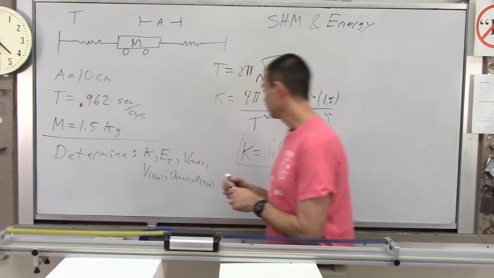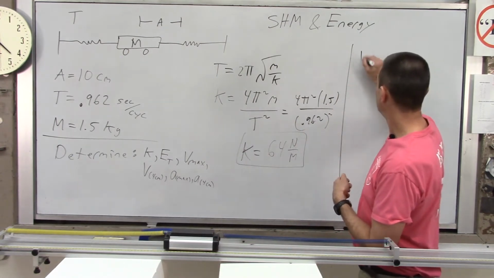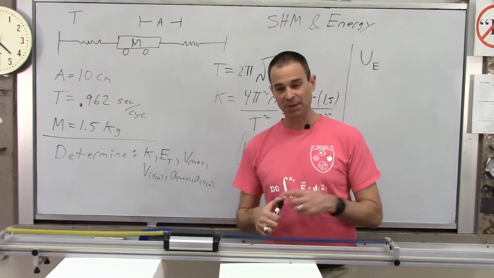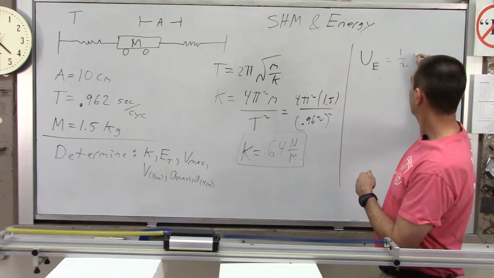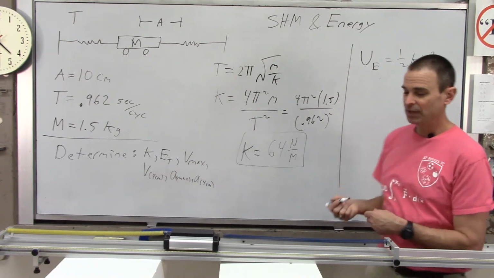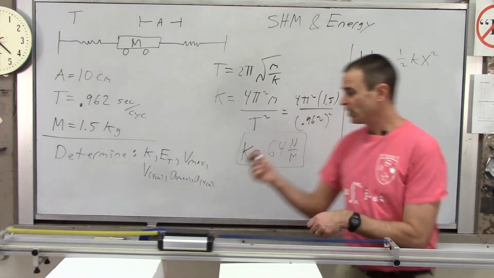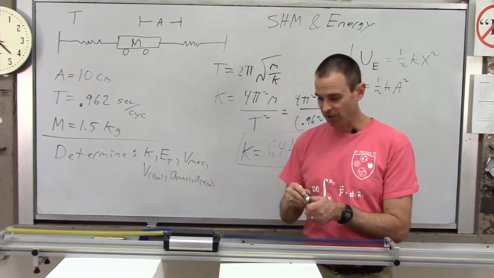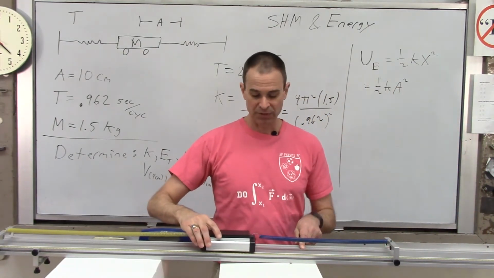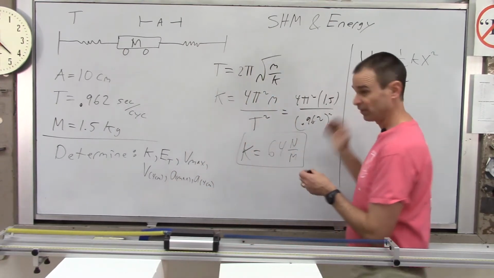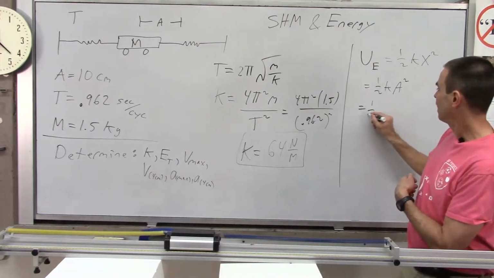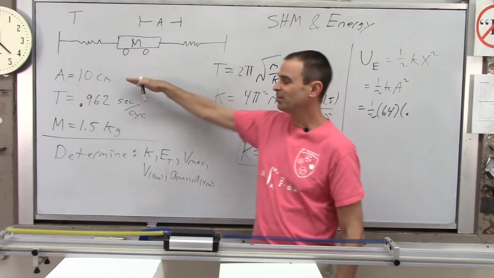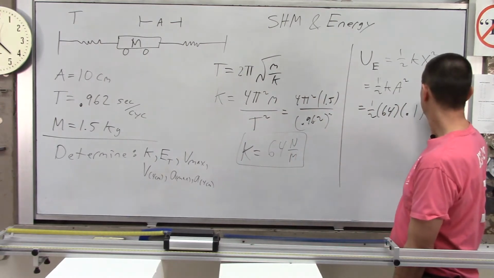Depending on your teacher or your textbook, we use U elastic, elastic potential energy. So what's the equation for that? Well, it's 1/2 k x squared. And since we're at the end of the motion, we can rewrite this as 1/2 k A squared. Because the cart momentarily comes to rest, there is no kinetic energy, so this is all of our energy. If you plug and chug the numbers, you get 1/2 times 64 times the amplitude, 10 centimeters, which is 0.1 meters, so 0.1 squared.